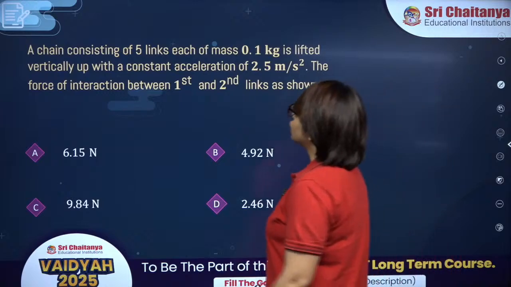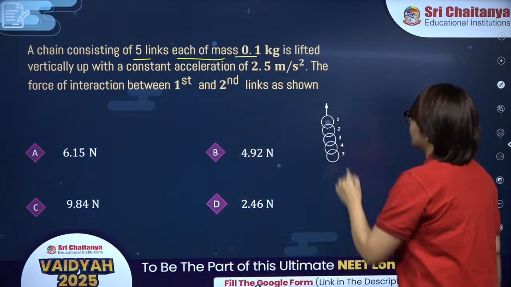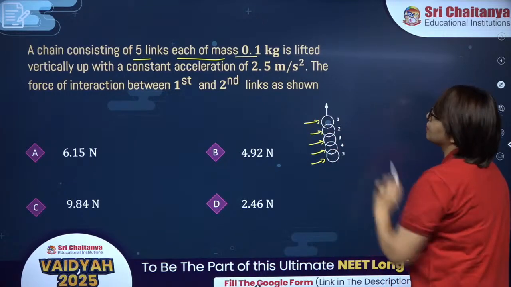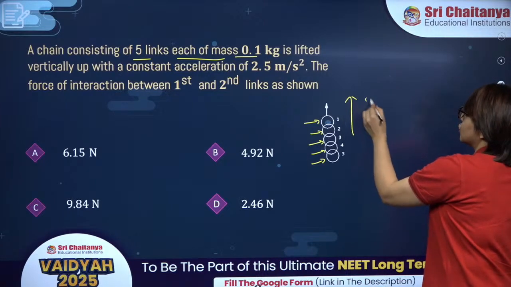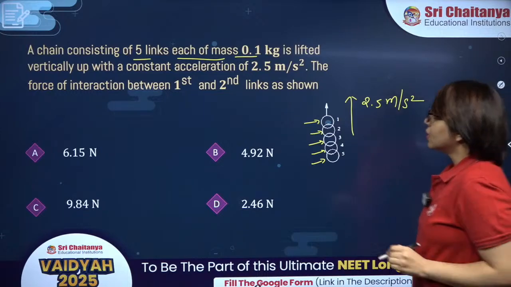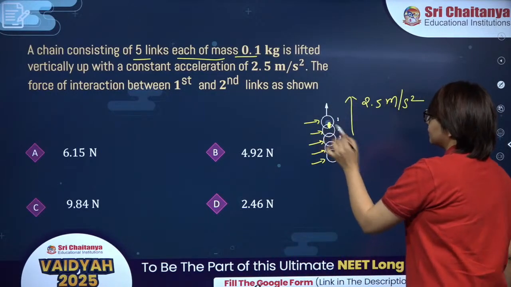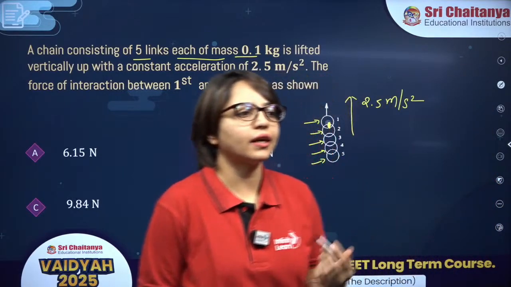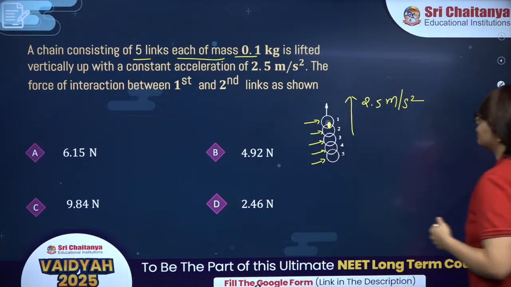Next is a chain consisting of 5 links, each of mass 0.1 kilogram. So this is 0.1 kilogram each, and it is lifted vertically up with constant acceleration 2.5 meter per second square. You have to find the force of interaction between the first and second links as shown in the figure. Chaliye, try this one everyone.